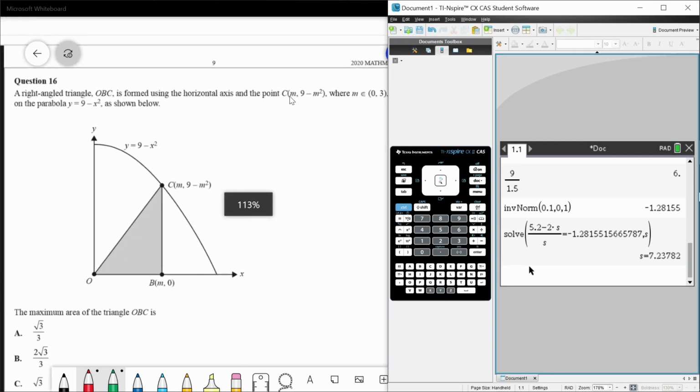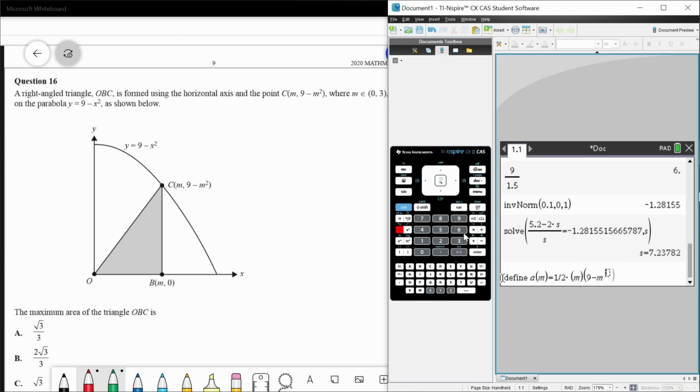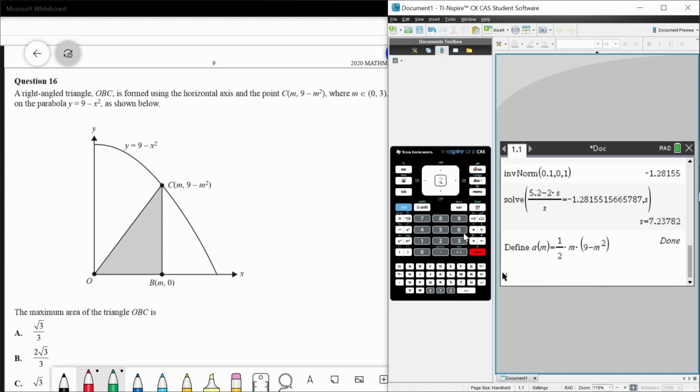So we have the point C over here at m, 9 minus m squared. Let's define A of m, so the area dependent on m. That's exactly a half, and we're going to multiply this by the base, which is m, times the height, which is 9 minus m squared. That should be right. And then we want to find the maximum area.